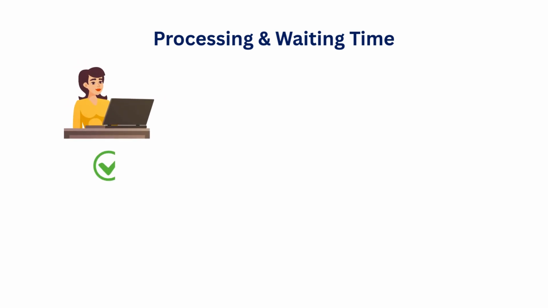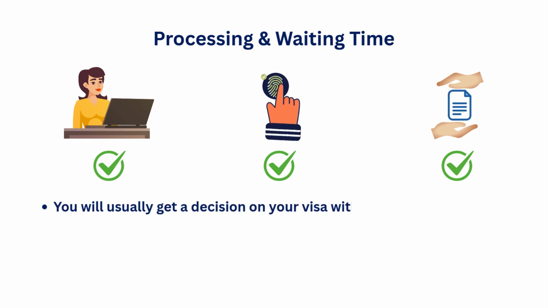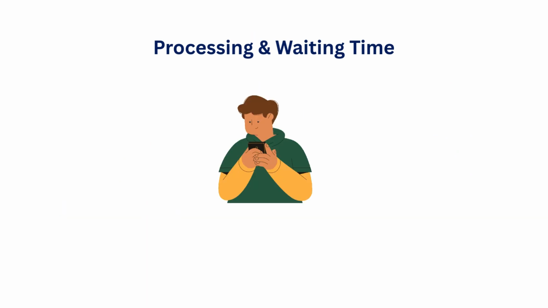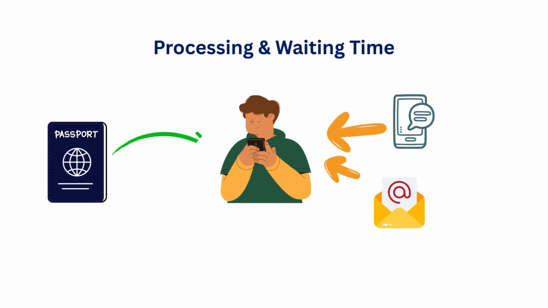Processing and waiting time. Once you have applied online, proved your identity, and submit your documents at the VFS Center in Colombo, you will usually get a decision on your visa within 3 weeks. But for the fast processing, priority services are available for an additional fee. You will receive SMS or email updates on every stage of processing visa. Your passport will be returned by courier or for pickup.